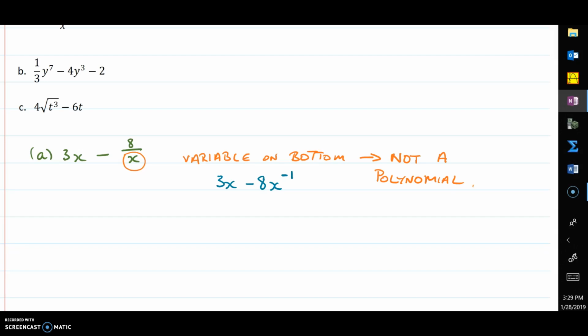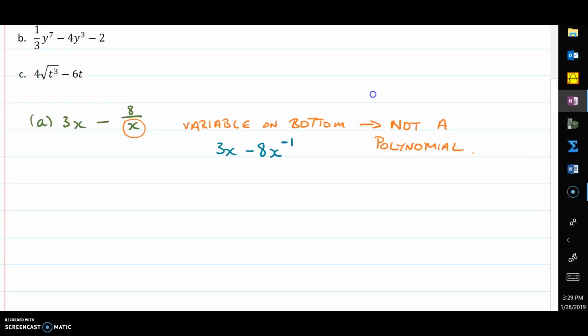Let's move on to look at B, it's the second one, number 2. So B is 1/3 of y to the power of 7 minus 4y cubed minus 2. Now this one is a polynomial because all the powers of y are positive powers. You don't have any y's under the bottom of a fraction, and you don't have any square roots. So this is a polynomial.